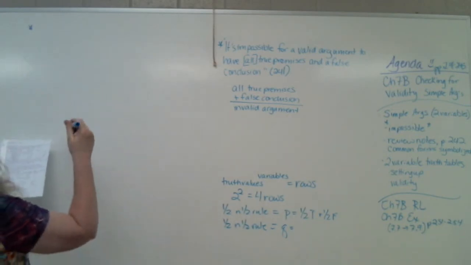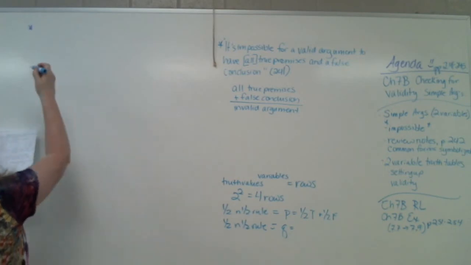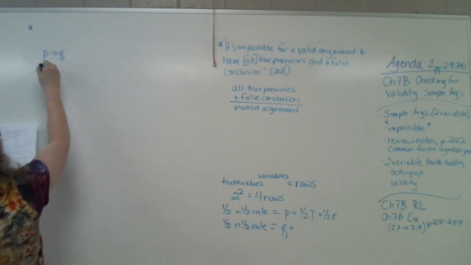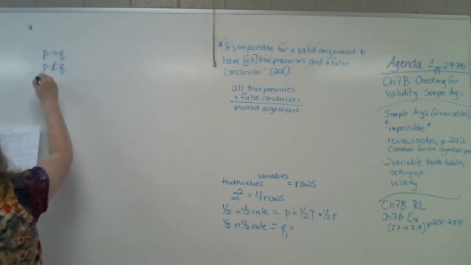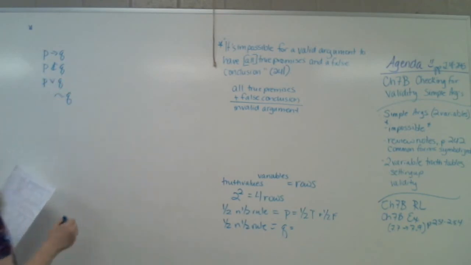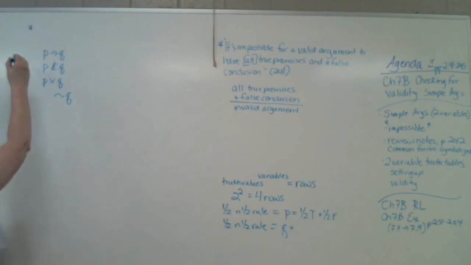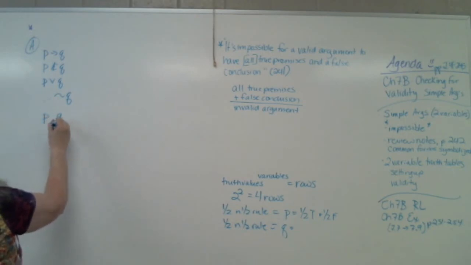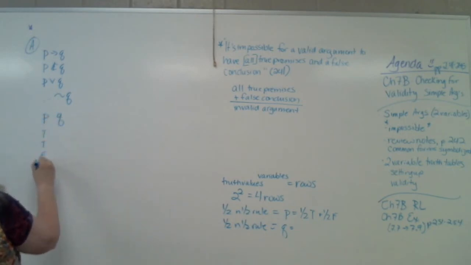So I'm just going to start right with the argument in standard form. If P, then Q. P and Q. P or Q. Therefore, not Q. Okay, that's my argument, and we're just going to call it A, in case you have questions for me. Again, I still only have two variables, my P and my Q. So I know true, true, false, false, true, false, true, false.